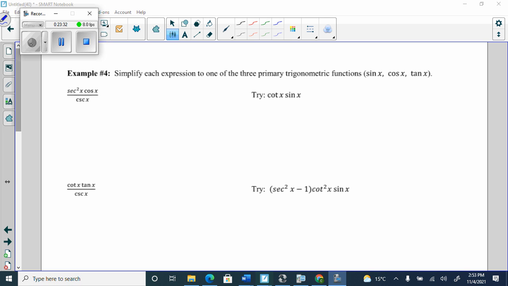All right, let's simplify more of these. Here it says simplify each expression to one of the 3 primary trig ratios. So it needs to be sine, cos, or tan. Okay? So secant squared x is what? 1 over cos squared x. Then we're going to times that by cos x over 1. That's my numerator.